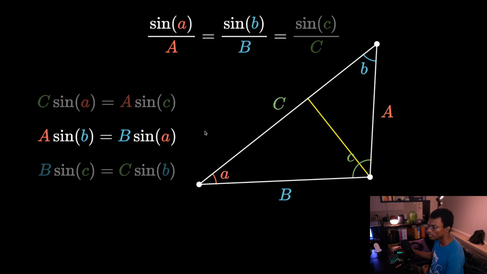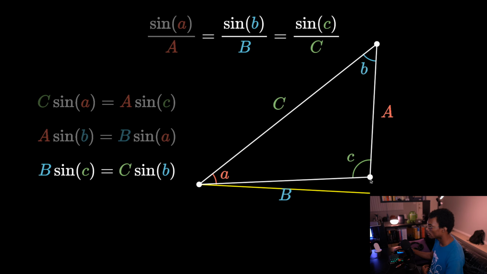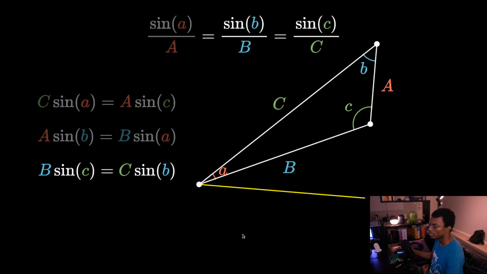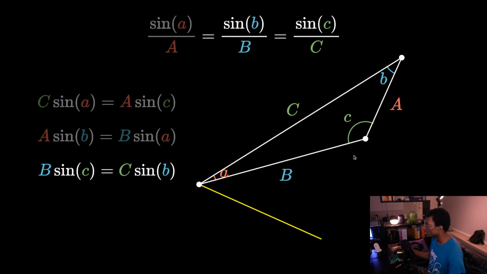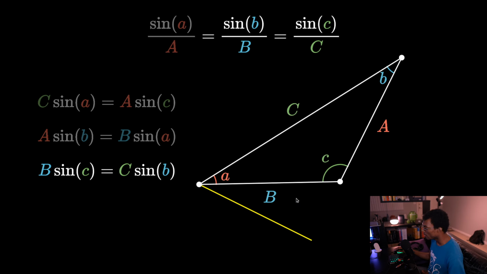So this altitude is equal to a times the sine of B, as well as b times the sine of A. And this altitude, even though it's not inside the triangle, is equal to b times the sine of C and c times the sine of B. Now, it's not as intuitive that this would be equal to b times the sine of C, because, well, it looks more appropriate to say that this is b times the sine of 180 minus c. That would be more in line with our intuition.